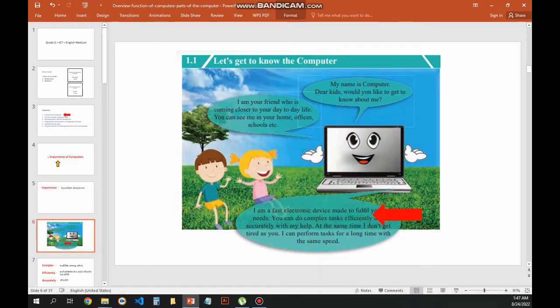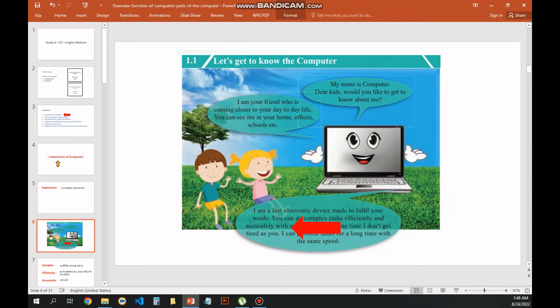In the next paragraph, he's telling, I'm a fast electronic device made to fulfill your needs. That means the computer is an electronic device that will help us to complete our work very easily. Then the next line, let's read it after me.